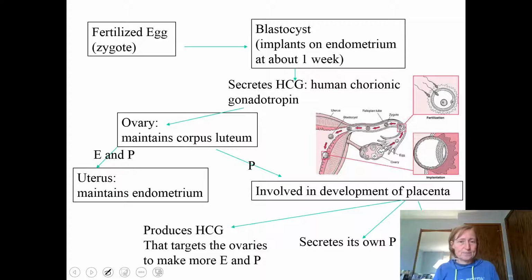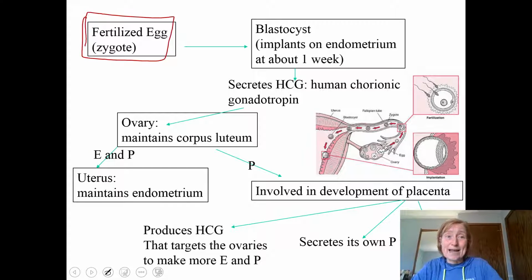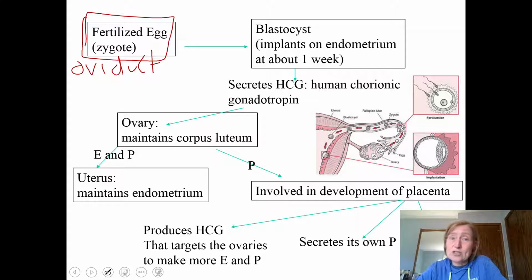So I drew this up. It's kind of a flow chart. Again, we'll take a look at the flow chart as we can. So an egg is fertilized. That's happening in the oviduct. And then that fertilized egg starts to develop. It starts to go through early cell divisions, and it becomes what's called a blastocyst, a hollow ball of cells, in about a week. And that's when it arrives at the endometrial lining in the uterus.